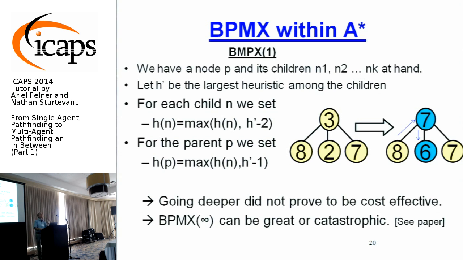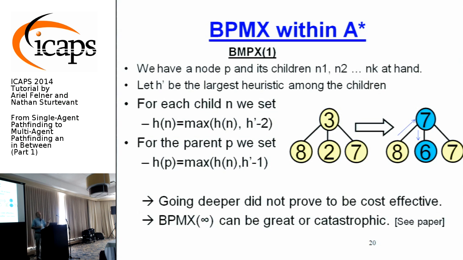BPMX has a parameter of how deep you want to go. BPMX1 means I only want to go one level deep with correcting heuristics. And this is very natural for A star because when I expand the node, I have the parent and all its children at hand. So at least in this small tree where the parent is on top and the children are below, I can propagate values on these nodes that I already have at hand.